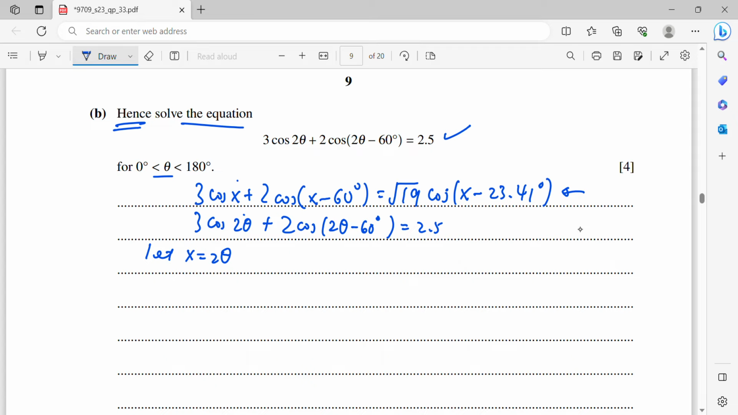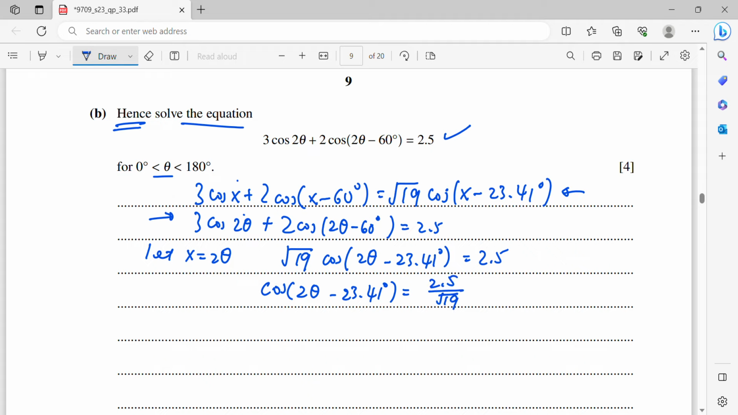That means my left hand side for this new equation will be square root 19 cos(2 theta minus 23.41 degrees) equals 2.5. So now my cos(2 theta minus 23.41 degrees) will be 2.5 over square root 19. Now you need to bear in mind that your theta is between 0 and 180 degrees. Now we are solving 2 theta minus this, so it means that 2 theta will be between 0 and 360 degrees.